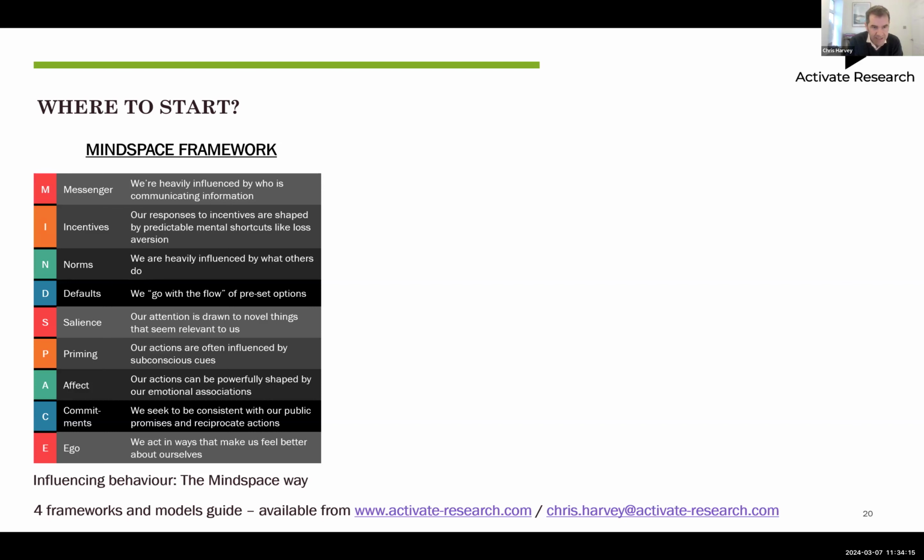I won't go through all of these now, but for example, if we take the first of these, messenger, this talks about a large amount of research which has found that as well as the information people are communicating to us, who it is that's communicating that information to us is very, very important and has a very strong effect on our subsequent behaviour.